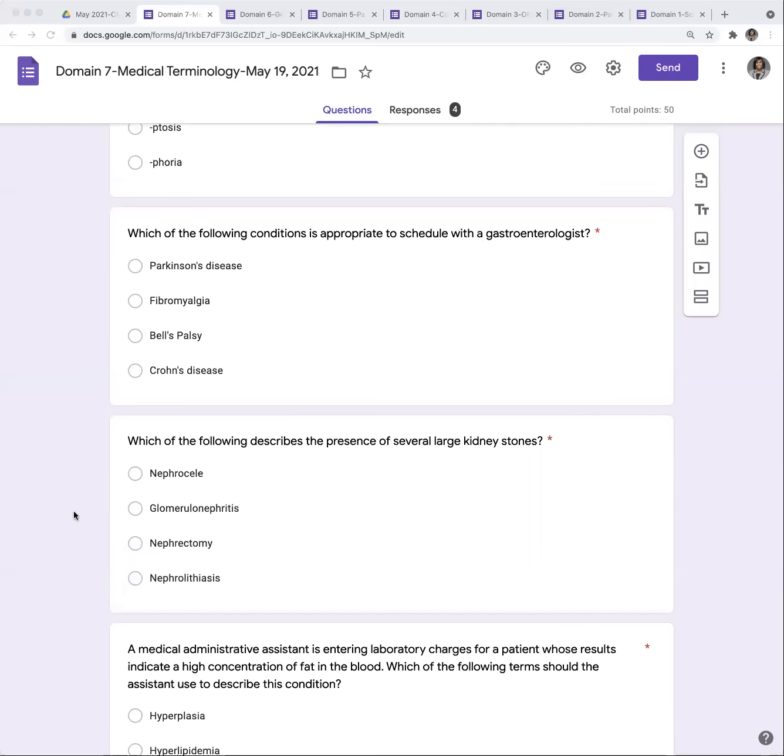Which of the following describes the presence of several large kidney stones? The first one. So seal is a herniation. Okay. So it's the last one, nephrolithiasis.